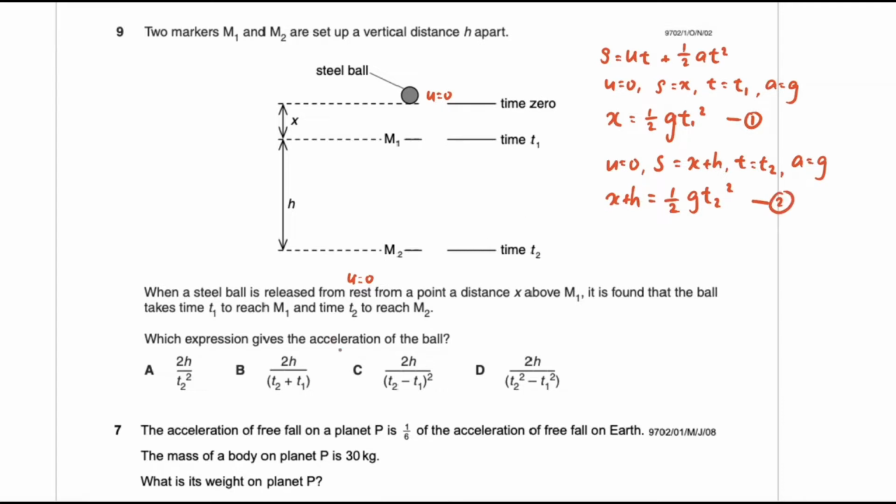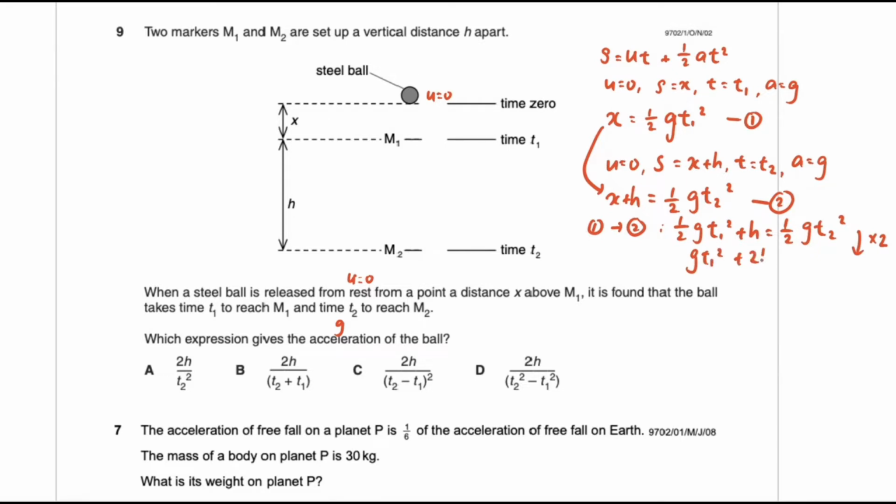Basically, what we need to find is g. If you look at options A, B, C, D here, there is no x. So we are going to eliminate x by using simultaneous equations. We substitute 1 into 2 so that this can replace the x there. So we get half g t1 squared plus h equals half g t2 squared. After that, let's say I multiply by 2 to get rid of the half.